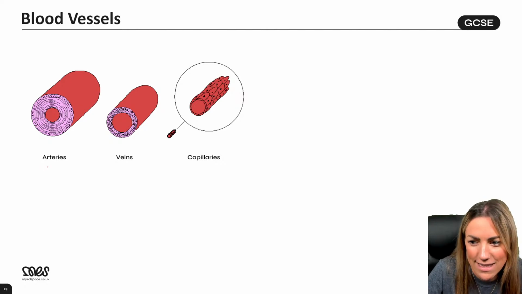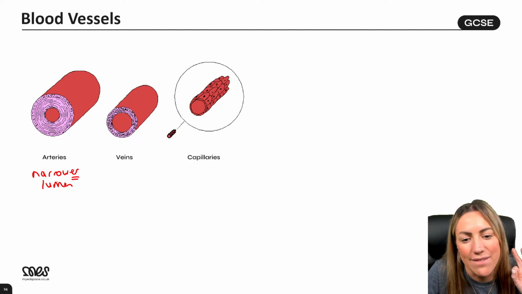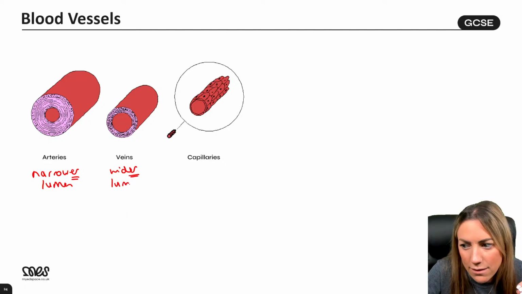Comparisons of blood vessels, comparing the structure of an artery to a vein, for example. Let's make some comparisons. So arteries have got a narrower lumen. Notice how I'm using comparative language. If I am comparing one vessel to another, I use comparative language. So arteries have a narrower lumen. Veins have a wider lumen.